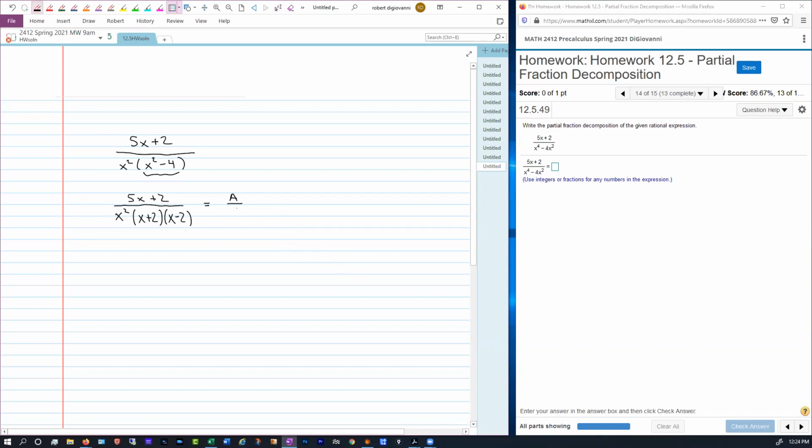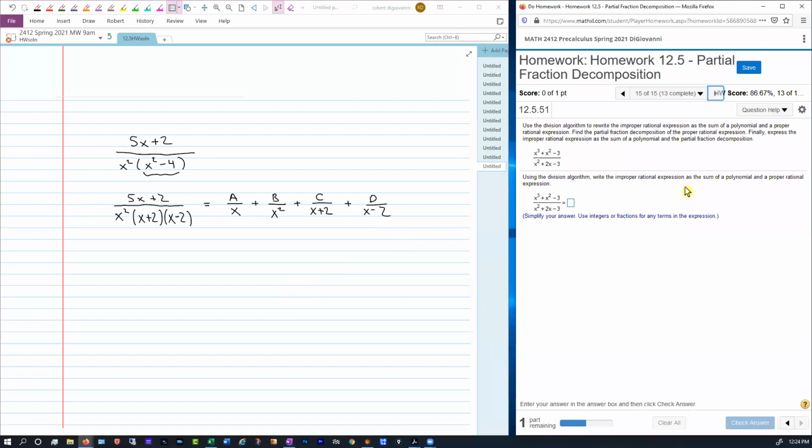So you have a over x, because this is linear repeated, b over x squared. Okay, that takes care of that. And now each of these are going to just require a letter over them. Okay, and then I'll let you go ahead and go through the rest of that. I think we've done enough of these. Let me see what the next one looks like.